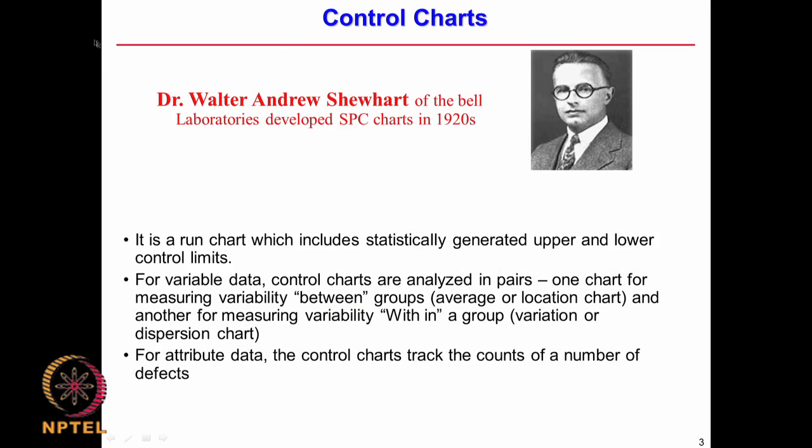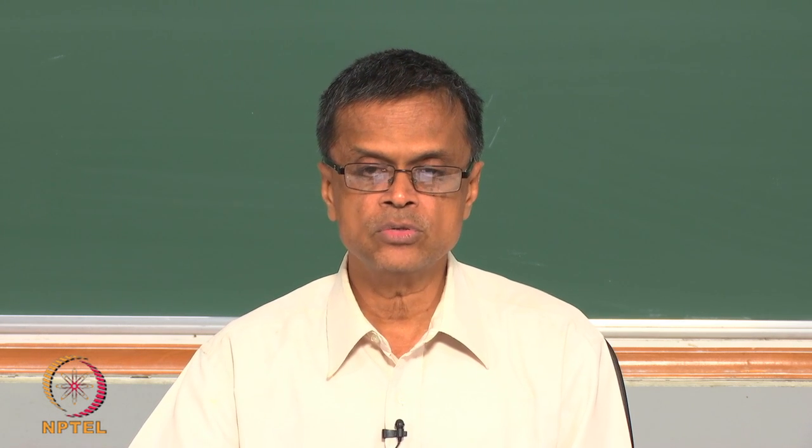Okay. Control charts were originally developed by Walter Andrew Shewhart of the Bell Laboratories in the 1920s. They are also called run charts. They give you upper and lower control limits. Like I said, we can have plus or minus 1 sigma, plus or minus 2 sigma, plus or minus 3 sigma, and every day you plot the average flexural strength of a material. Okay. So, you keep on plotting it and see whether it is all the time lying within plus or minus 1 sigma, or does it sometimes go to 3 sigma, or beyond that, and so on.